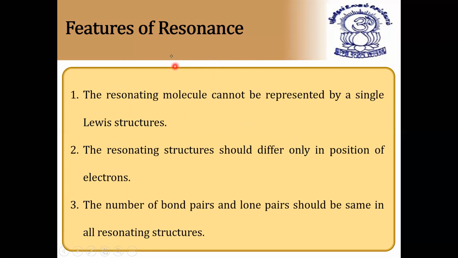So the third point is important. The number of bond pairs and lone pairs should be the same in all canonical structures or resonating structures. So this is most important. I hope this is clear. Now let us see what are the other properties of resonance.